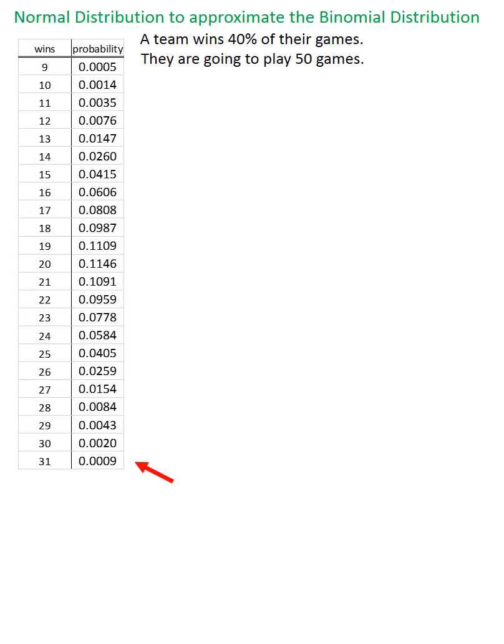Is it possible that the team will win 7 games? Is it possible that the team will win 40 games? Mathematically speaking, yes, but realistically speaking, no.